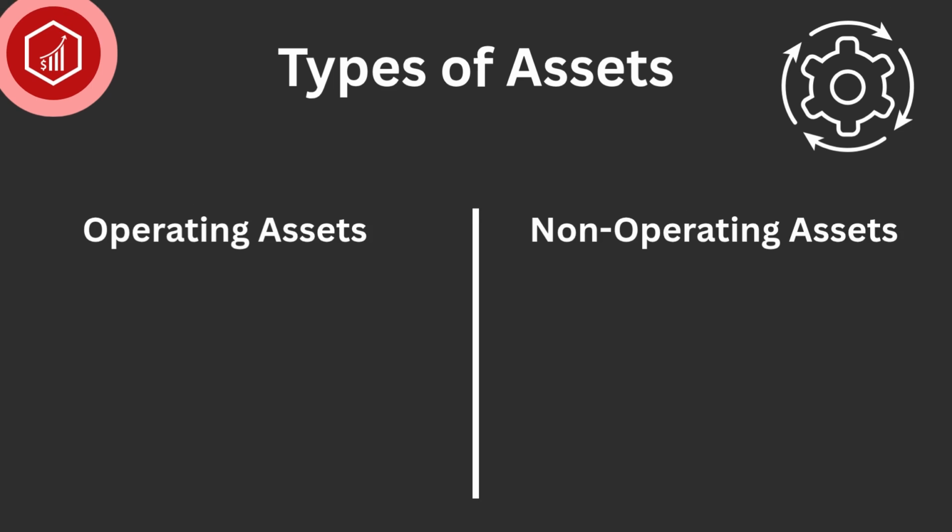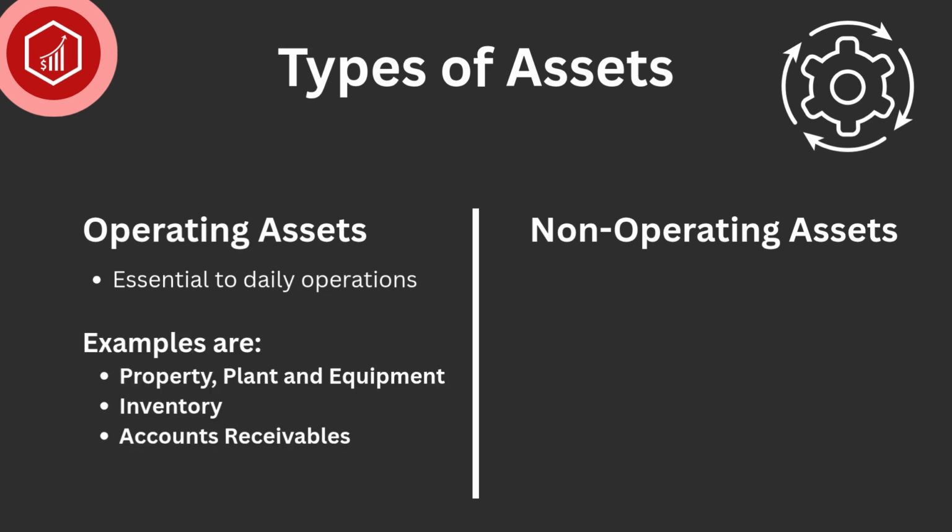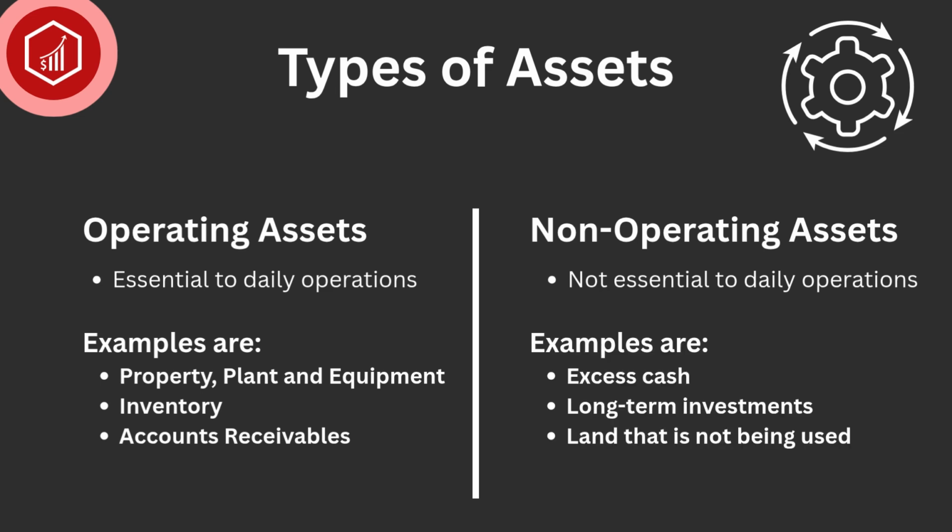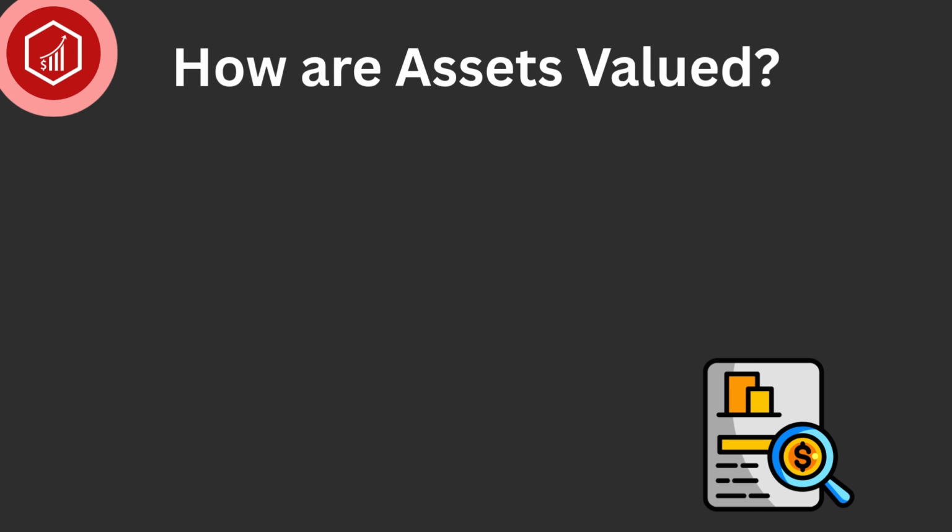Now we move on to the operating assets and the non operating assets. Operating assets are the ones a company needs for its core business, for example, inventory, property, plant, and equipment, or accounts receivable. Non operating assets are things that don't directly support daily operations, like excess cash, investments, or land that's not being used. Why does it matter? Because operating assets show how much is invested in running the business, while non operating assets can be seen as extras or future reserves.